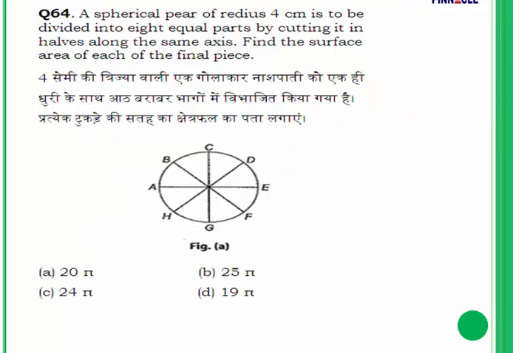Next question, question number 64. A spherical pier of radius 4 centimeters is to be divided into 8 equal parts by cutting it in halves along the same axis. In this way you can say it will divide into 8 parts. Find the surface area of each of the final pieces.